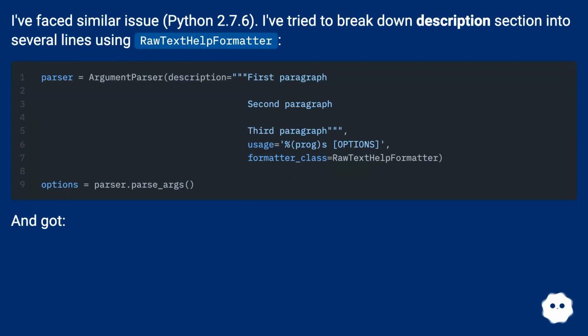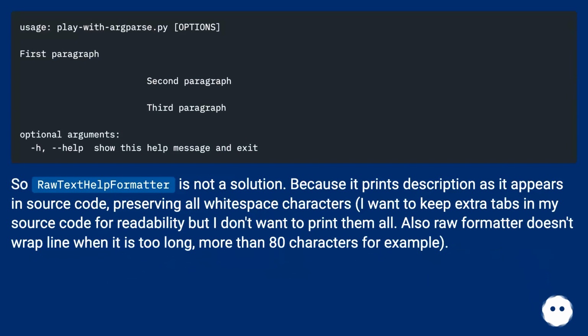I've faced a similar issue, Python 2.7.6. I've tried to break down the description section into several lines using RawTextHelpFormatter, and got this. So RawTextHelpFormatter is not a solution.